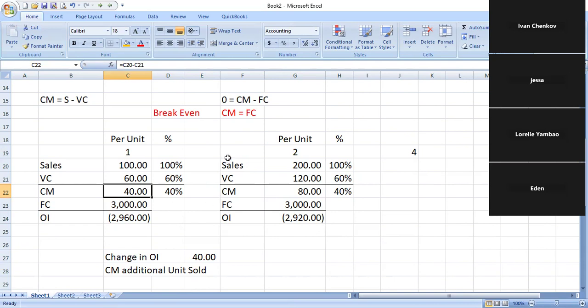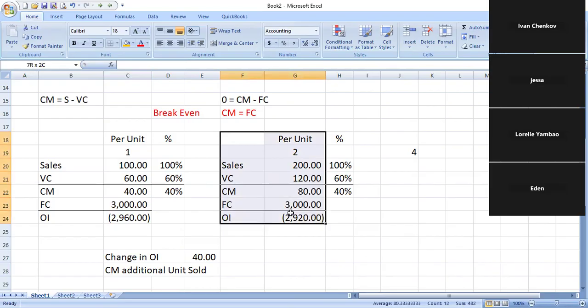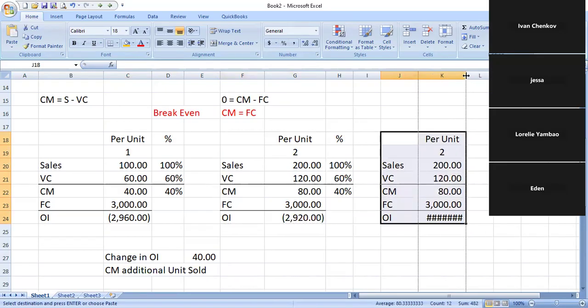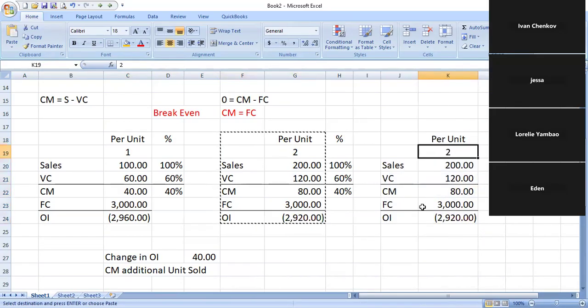Are you guys with me? Yes, Professor. Okay, so now you become like artificial intelligence. The only thing that I have to tell you is how many units I'm selling, and you can right away tell me the contribution margin. Now you can predict the contribution margin, correct? So let's not stay with 4 units. Let's go higher. Let's go 10 units now.